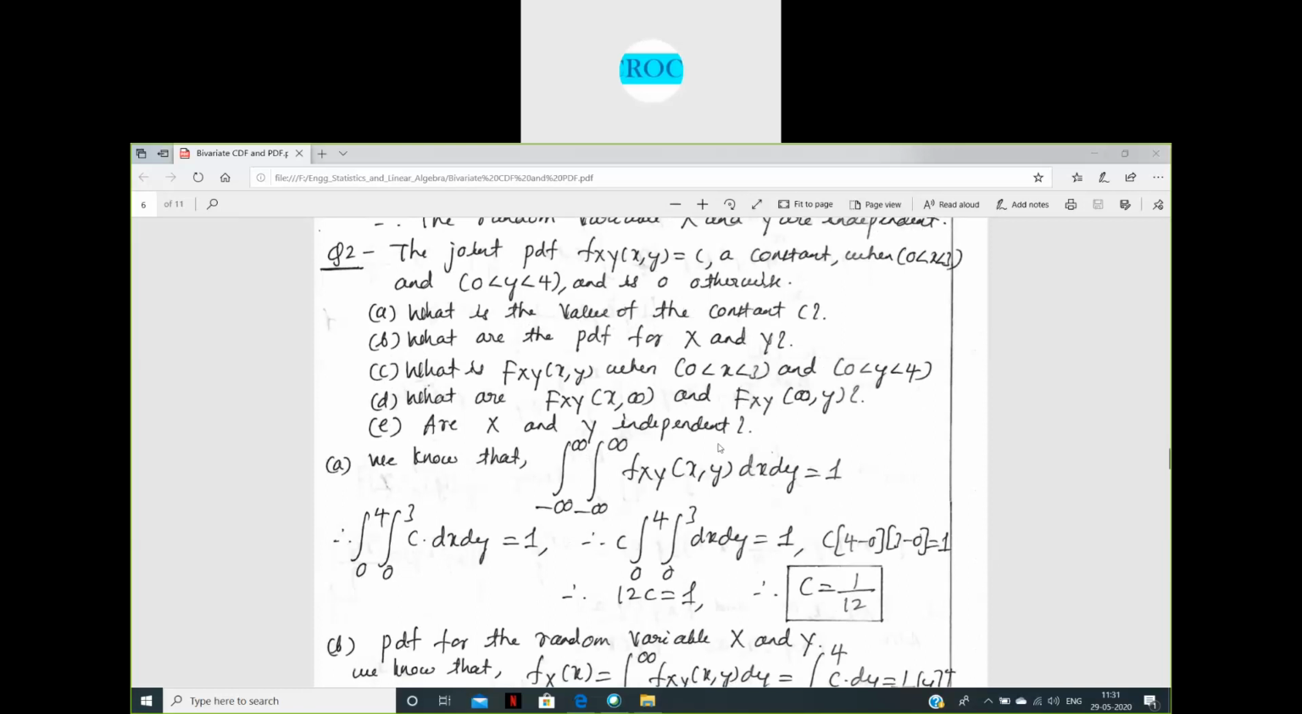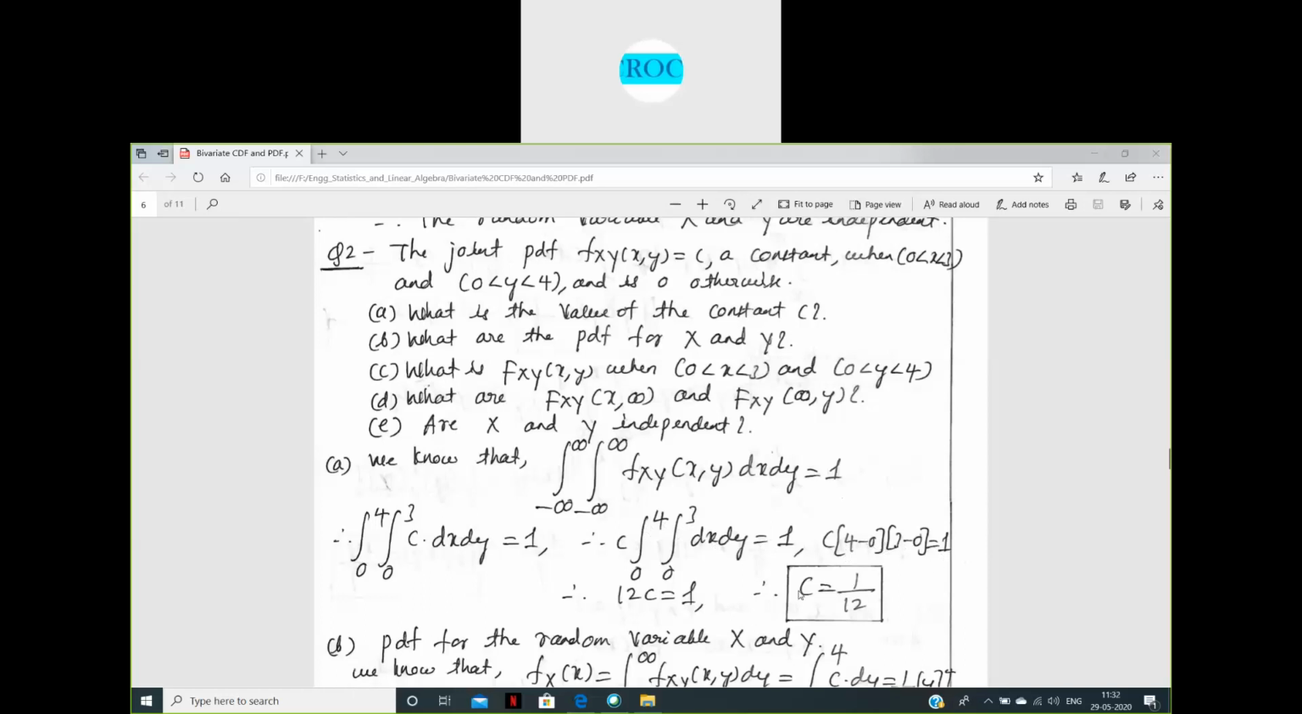We'll start with this formula: the volume under the PDF is equal to 1. What is this equation? This is equal to the integral of c. Substitute here. What are the limits we have? For y it is 0 to 4, and for x it is 0 to 3. c dx dy is equal to 1. Since c is a constant, take that out of the integration. Now we have the integral of dy from 0 to 4 and dx from 0 to 3, equal to 1. Since the limits are 3 and 4 here, c times 4 times 3 is equal to 1.